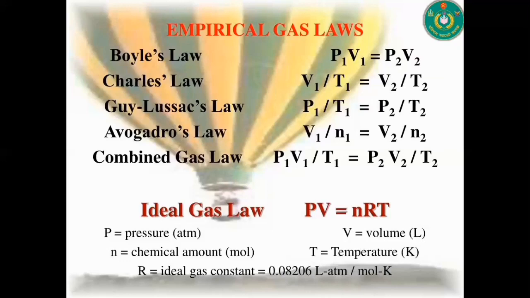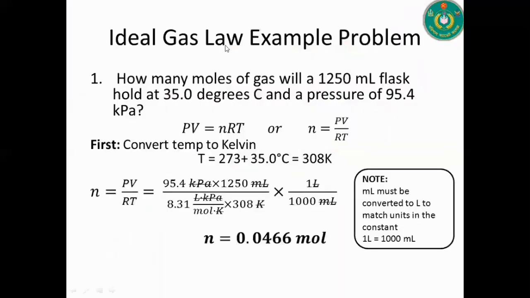Now I show a simple example that relates to ideal gas. How many moles of gas will a 1250 milliliter flask hold at 35 degrees centigrade temperature and pressure of 95.4 kilopascal? To find out how many moles, that means n, we can use PV = nRT and find out n.